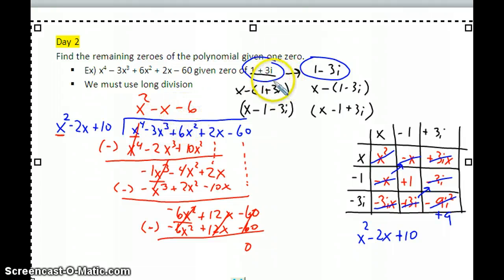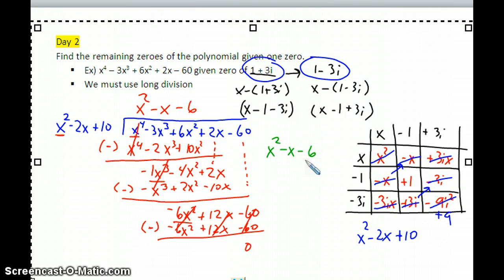Because these were conjugates, and when I multiply that out and they're zeros, they need to divide evenly into my original problem. So now I'm at the point where, because it wants me to find the zeros, I need to find the zeros of this function. So let's write that over here.